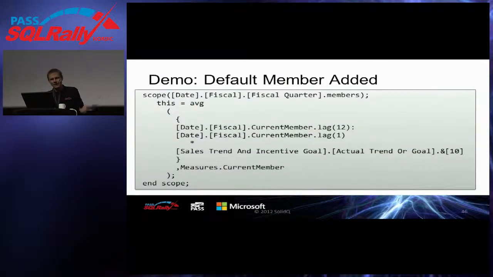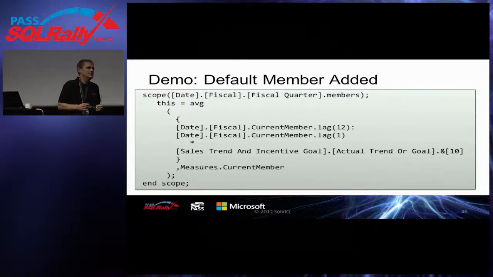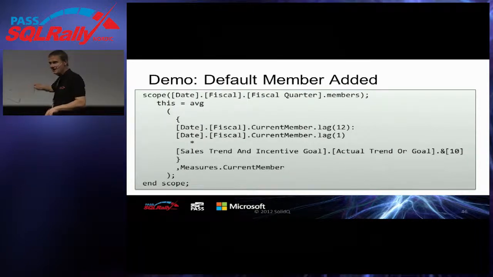Here is the corrected code that we have to add in this reference to this line to key number 10, which is the actual. So what this is doing is taking a cross join. It's taking the actual value for the previous 12 months with whatever the current measure is, and is going to average those values.